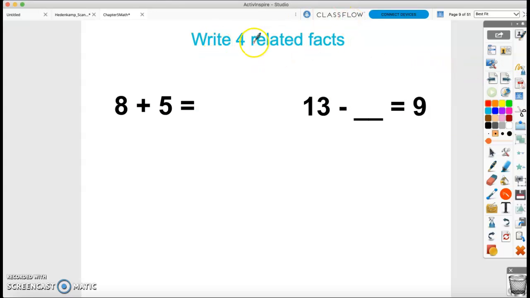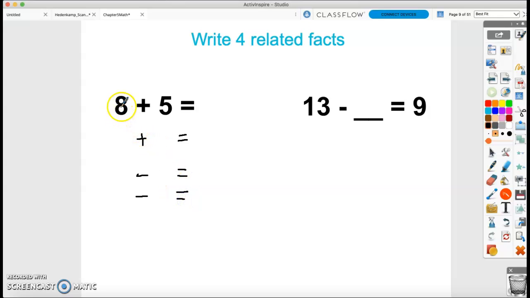So now we need to write 4 related facts for each problem. So remember, when I write related facts, I'm going to have 2 additions. So here's 1 addition, here's 2 addition, and I'm going to have 2 subtraction. So I'm going to end up with 2 subtraction. And I'm going to use the same numbers.